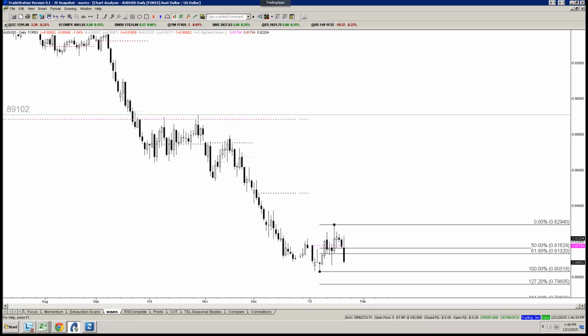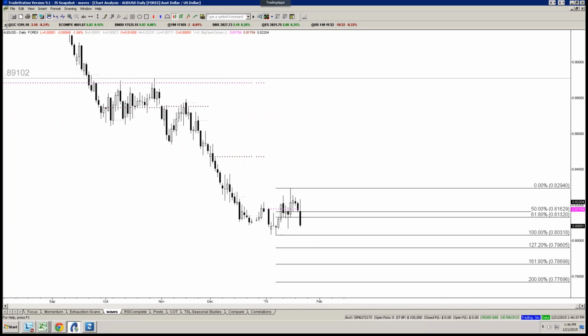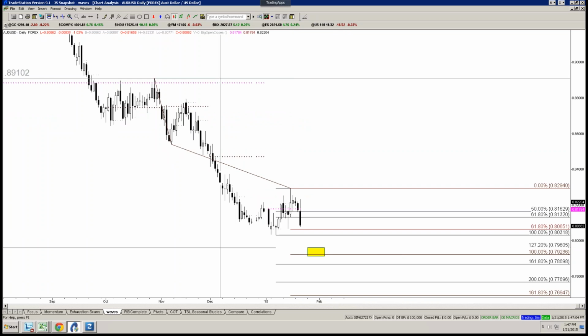So a couple of ways to try to figure it out. Where could a low be? 127% of wave 4 gives you 79.60. How about equality between waves 1 and 5? Waves 1 and 5 would be equal at 79.24. So 79.24 to 79.60 is kind of a bottoming zone for the Aussie dollar.